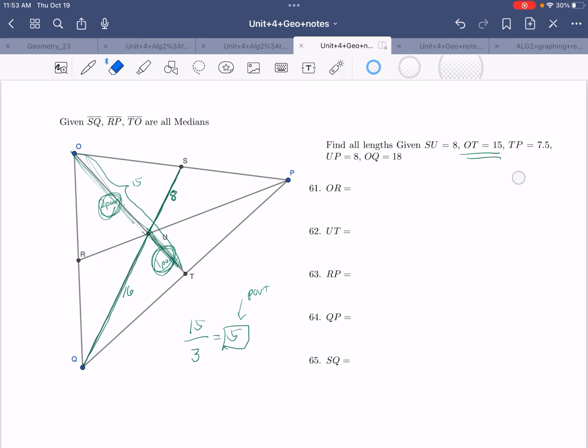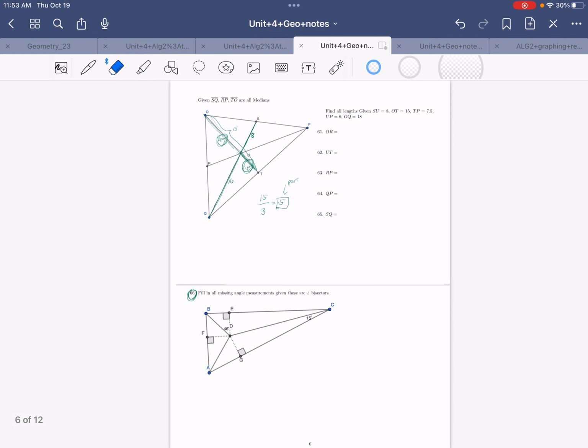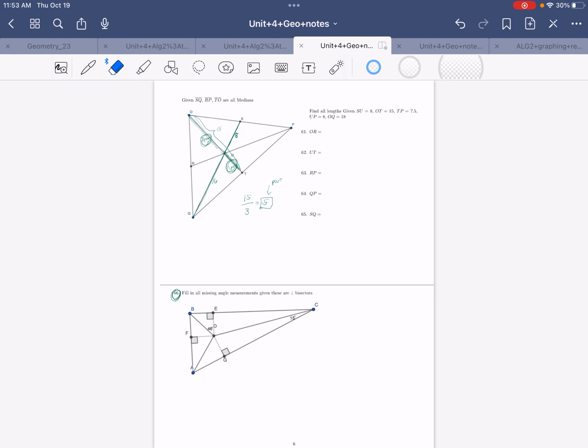So I want you to see if you can do these lengths. Remember what a median is. Solve for the rest of these sides, and that will finish up your work. So please complete this whole thing, okay? All the way up to number 66.